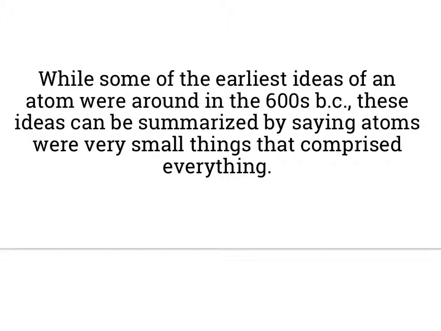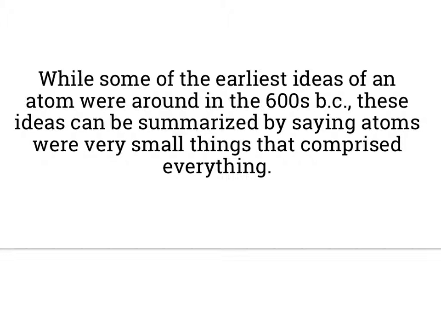Some of the earliest ideas of an atom were around in the 600s BC. These can really be summarized by saying atoms were very small things that comprised everything. Your goal in this section of videos is to be able to tell me why we went from Model A to Model B. There are really 4 or 5 main famous models we're going to focus on. The earliest one is that atoms were just simply small things. That's really all they had.